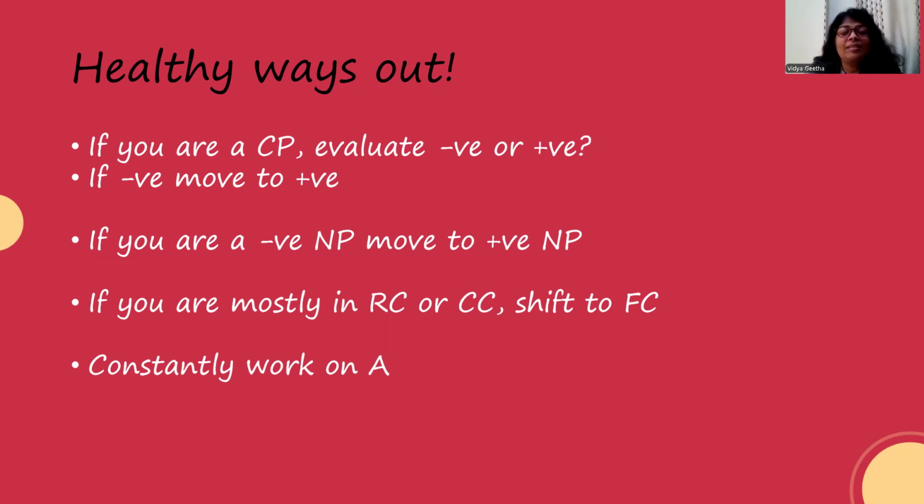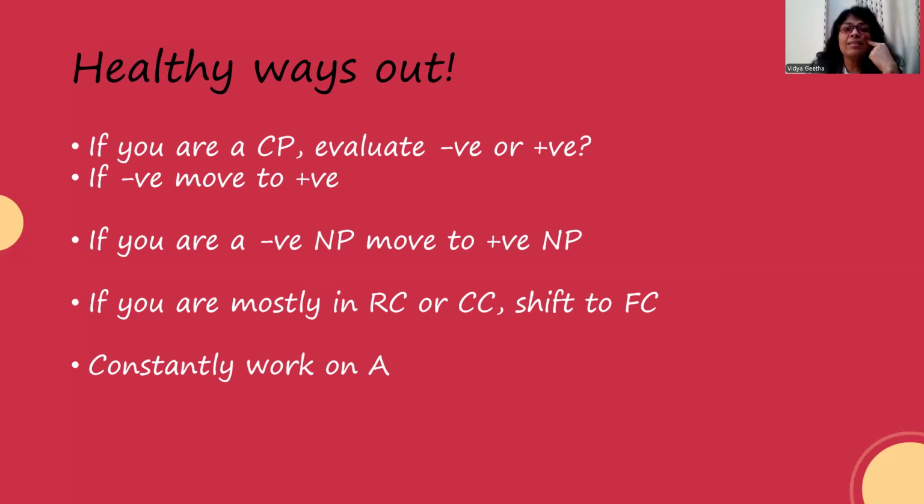Now, if we are stuck in the parent ego state, meaning if all our responses come from the parental ego state, it is not our own behavior, it is copied behavior. We are just taking it without evaluating. So the problem with parental ego state is we can be irrational and we do not even know that. Our attitudes can be irrational behavioral attitudes. So if you are a CP, CP means controlling parent, evaluate whether it is negative or positive. If it is negative, move to positive. How to evaluate that? Let's see in the next slide.